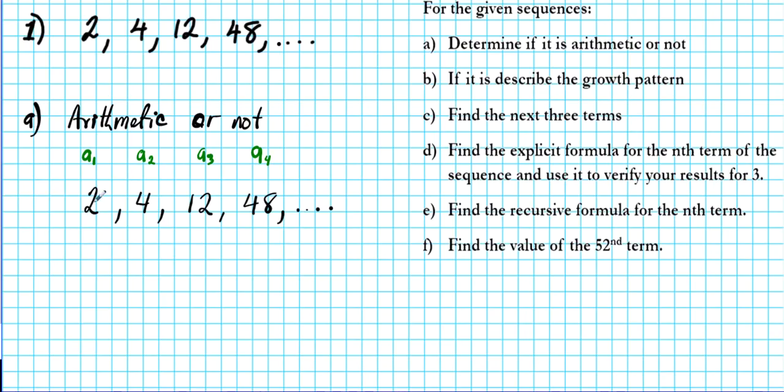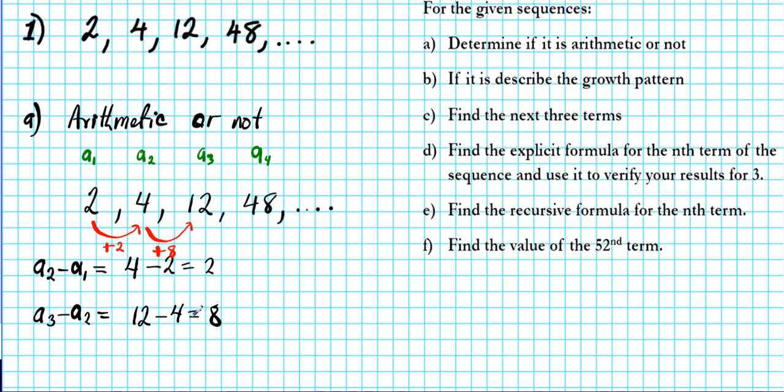So let's start by looking for the difference between the second term and the first term. a2 minus a1 is 4 minus 2, which yields 2. So that tells us that to go from 2 to 4, we just simply add 2. That's the common difference between the first and the second term. How about the third and the second? a3 minus a2 is 12 minus 4, which is 8. So this tells us that to advance from the second term to the third term, you add 8.